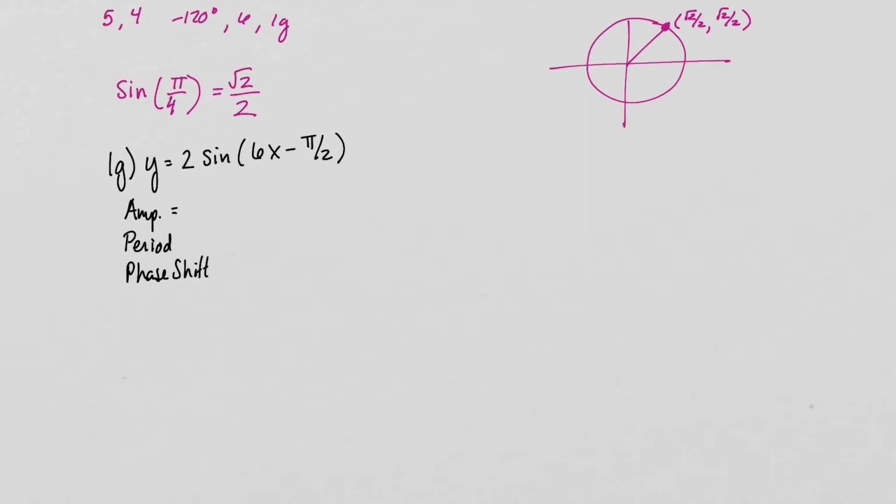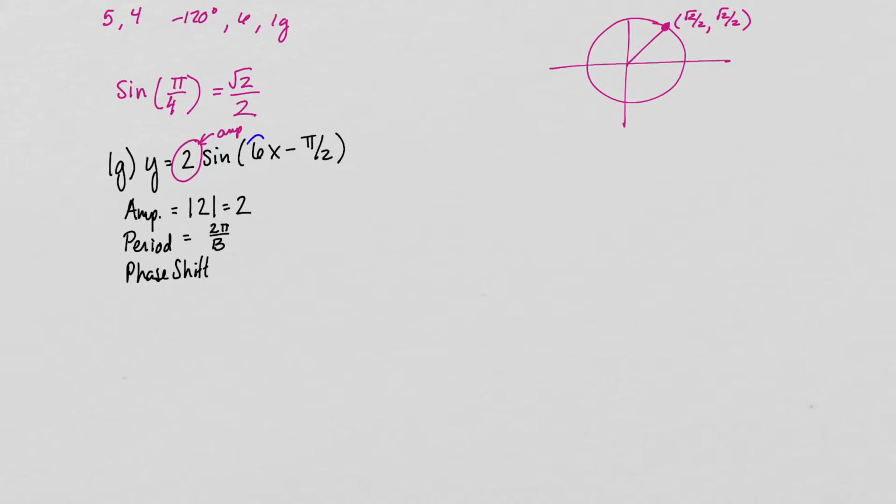So the amplitude, remember, is the number in front of the trig function. So this 2 here, that's the amplitude, and it's the absolute value of that. Right now 2 happens to be positive, so it would be the absolute value of 2. So in our case, that's still 2. The period, if you remember, is 2 pi over b.